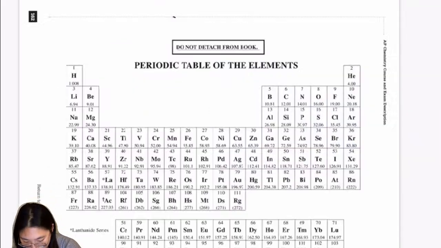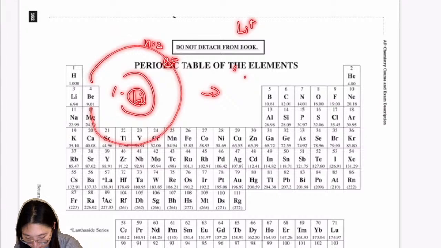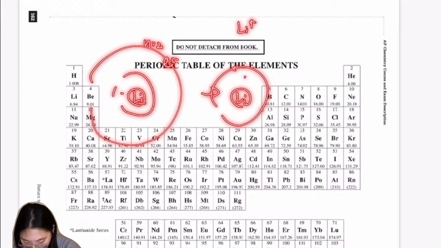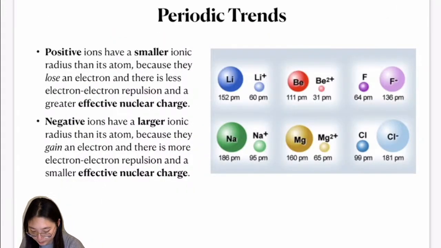So let's say lithium. Lithium has two energy shells: the lithium nucleus, and then one shell and then two shells, n equals 2. But once it's converted to lithium plus, it's going to lose the electron on the outermost shell. So now it only has one shell, n equals 1. There are two electrons here. Because of this decrease in the energy level, its size decreases suddenly. It decreases by a lot.